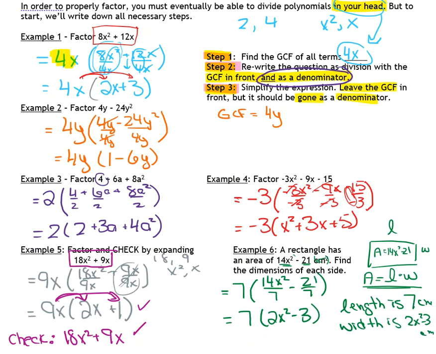So just to illustrate that on my little diagram here, I don't need to erase it. I think I can fit it in there. My length is 7, and my width is 2x squared minus 3. So if I multiply these two together, 7 times 2x squared minus 3, because area is length times width, I will have this expression for the area.